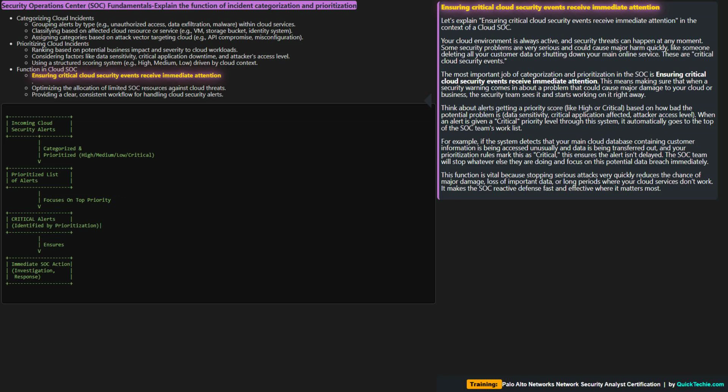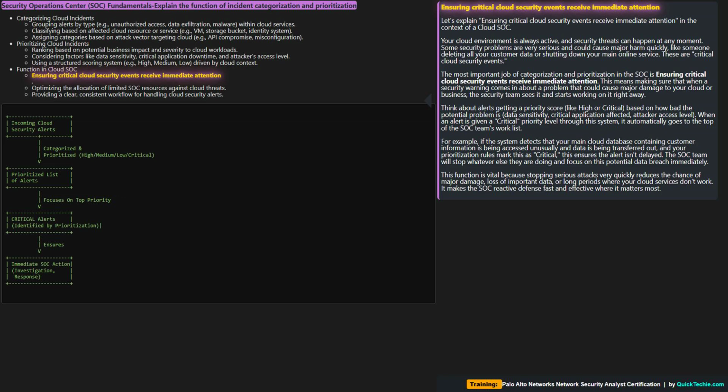When an alert is given a critical priority level through this system, it automatically goes to the top of the SOC team's work list. For example, if the system detects that your main cloud database containing customer information is being accessed unusually and data is being transferred out, and your prioritization rules mark this as critical, this ensures the alert isn't delayed. The SOC team will stop whatever else they are doing and focus on this potential data breach immediately.